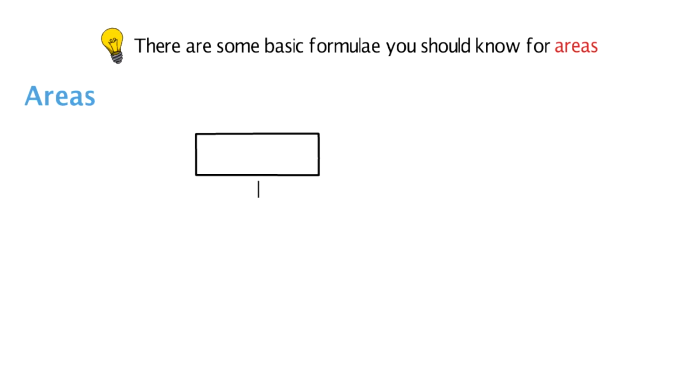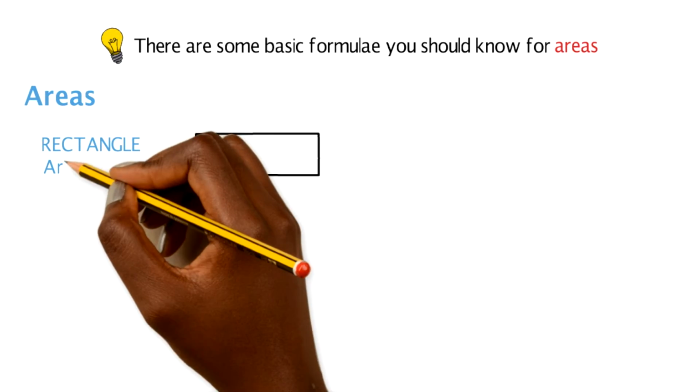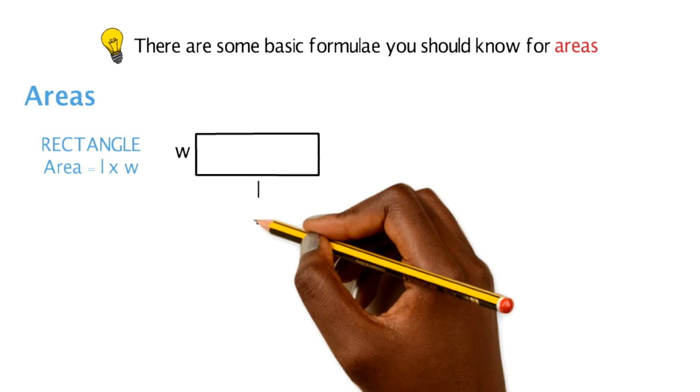First of the ones is a rectangle, and a rectangle has a length and a width. So in order to work out the area of a rectangle, you literally just do length times width.